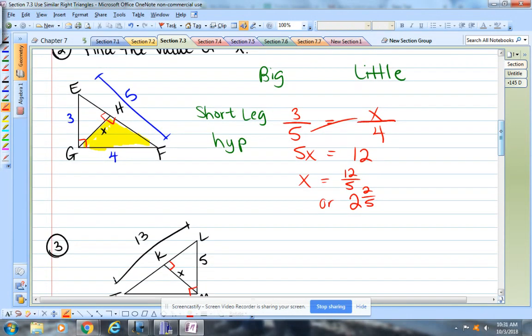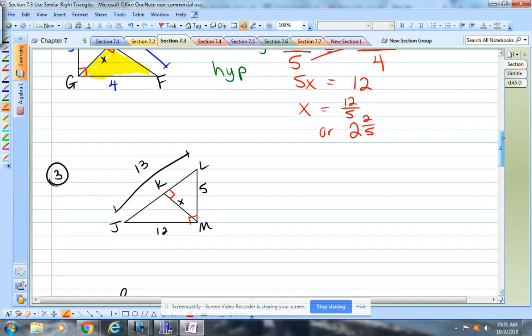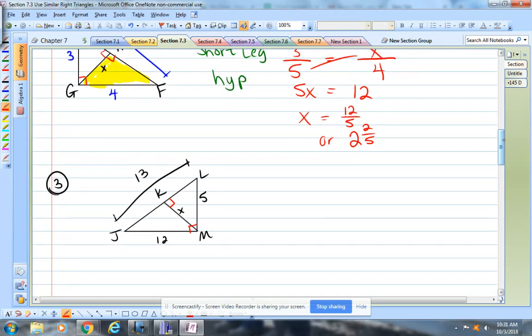All right, we're just going to practice these. I know they're confusing. Okay, that's why I try to label everything when we set it up. And you could use totally different proportions just depending on how you see it. All right? So here's another triangle. I'm going to let you copy it down for a second.